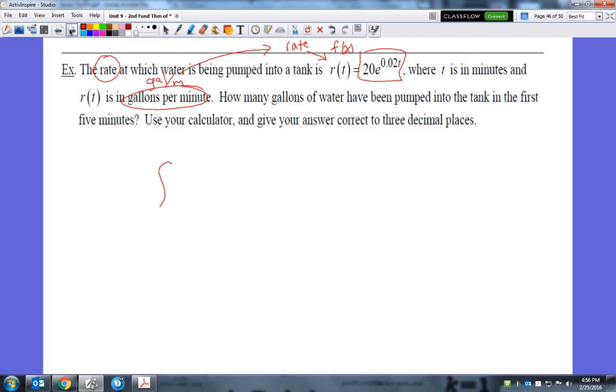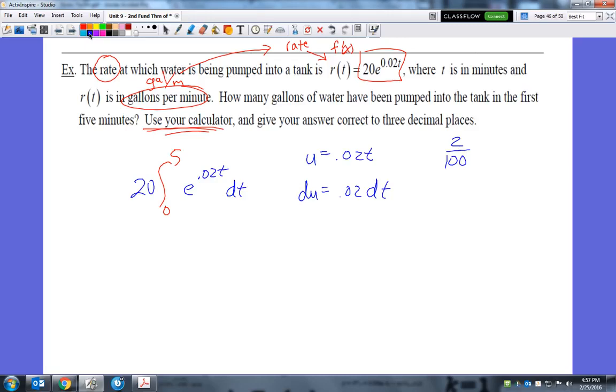So we're going to say from 0 to 5, that's the first 5 minutes. Now we can use a calculator to get the answer, but I'm going to show you how you could set it up without a calculator. 20 would come out, constant multiple rule, e to the 0.02t dt. So u would equal 0.02t. du would equal 0.02 dt. Now 0.02 is 2 hundredths.